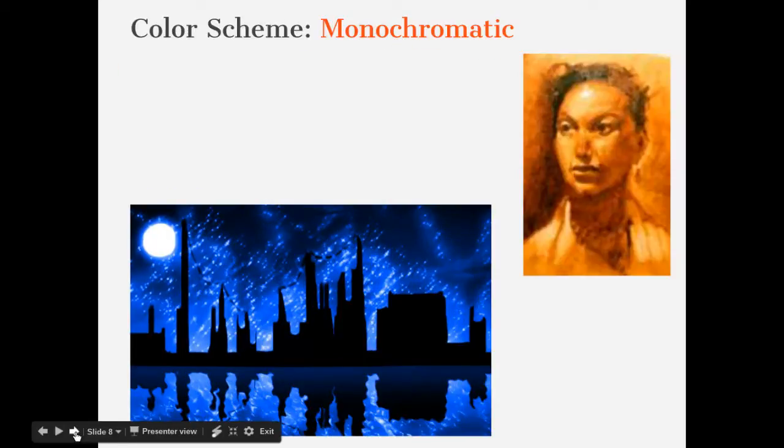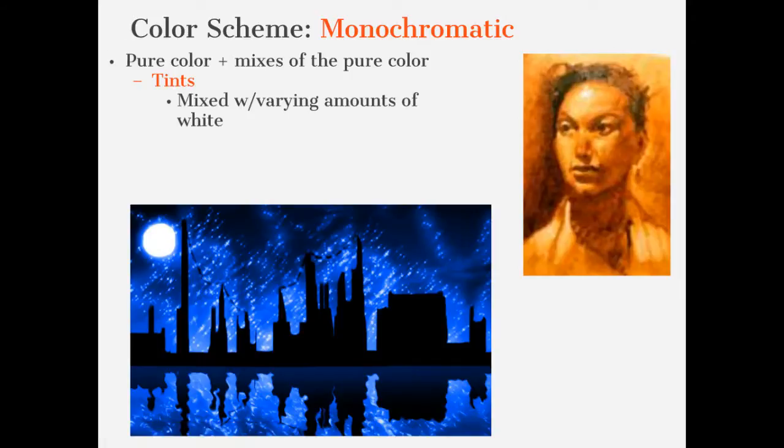We're going to now look at specific color schemes, starting with monochromatic, mono meaning one. And this is going to be a pure color, for example, blue, orange, or in this case, yellow, I think, plus mixes of colors. This is where you get the idea of tints, and a tint is any color mixed with some amount of white. Or shades, any color mixed with some amount of black.